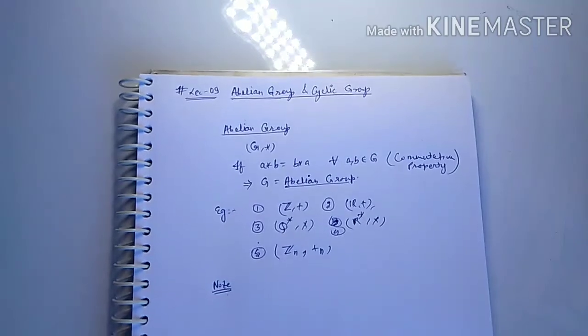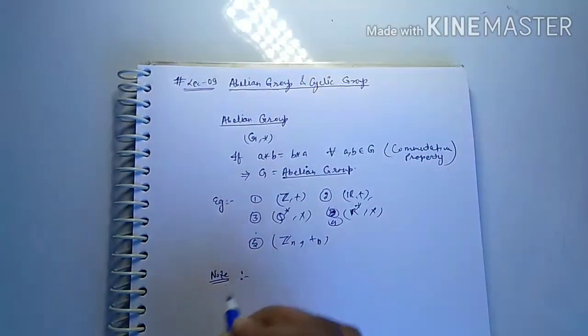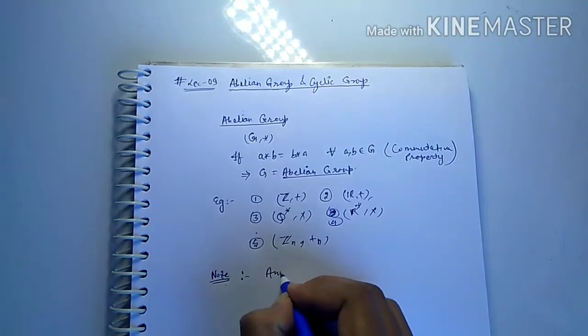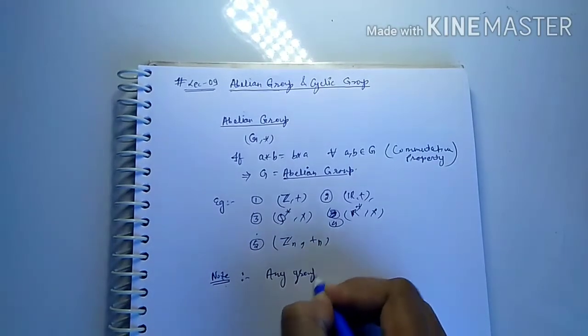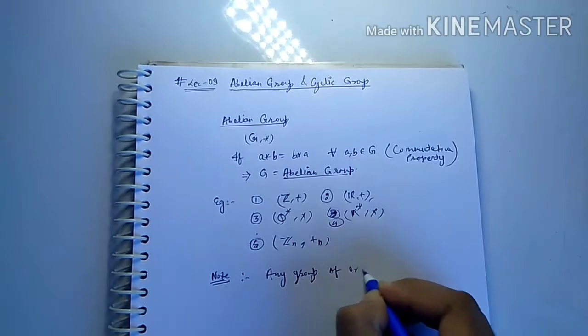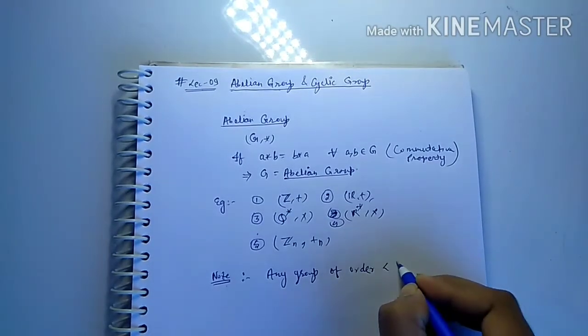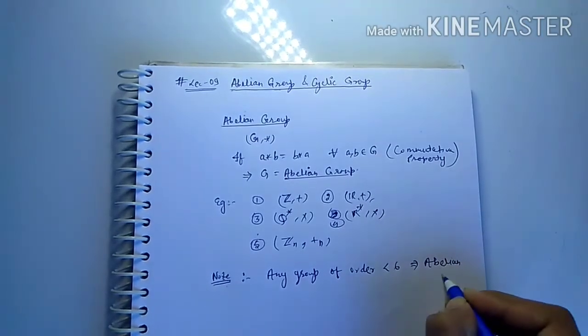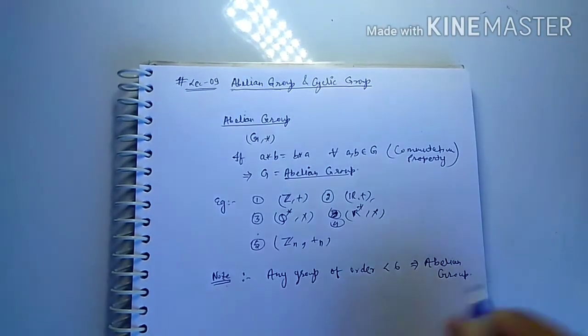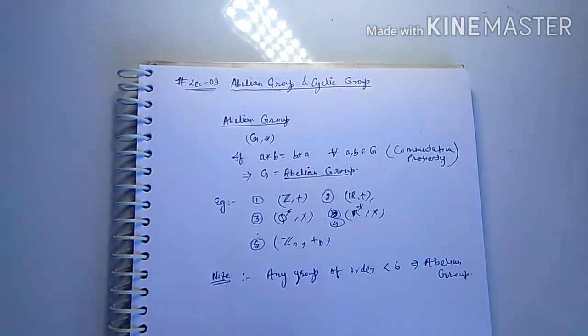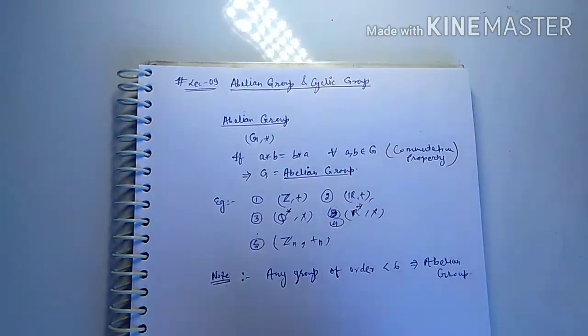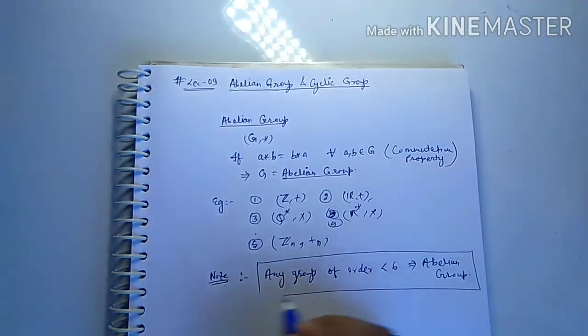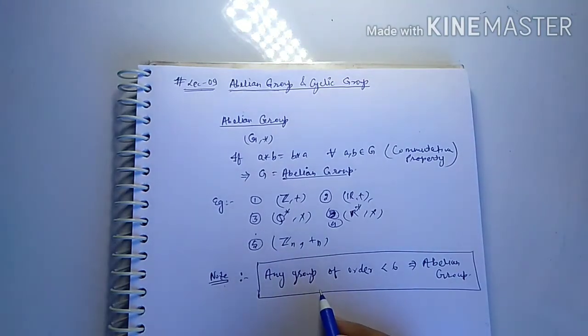There is a note here which is very important, that is any group of order less than 6 is always an abelian group. That means any group of order 1, 2, 3, 4 or 5 is always an abelian group. We will study all these facts in later videos. As of now we should only remember it.